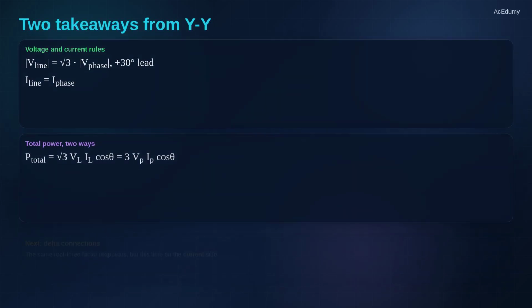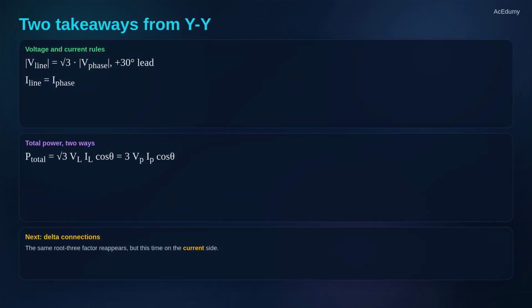Two key takeaways. In YY, line voltage is root 3 times phase voltage and leads by 30 degrees, while line current equals phase current. Total power is root 3 V line I line cosine theta, or 3 V phase I phase cosine theta, the same number in two languages. Next, we look at delta connections, where the same square root of 3 factor reappears, but this time on the current side.